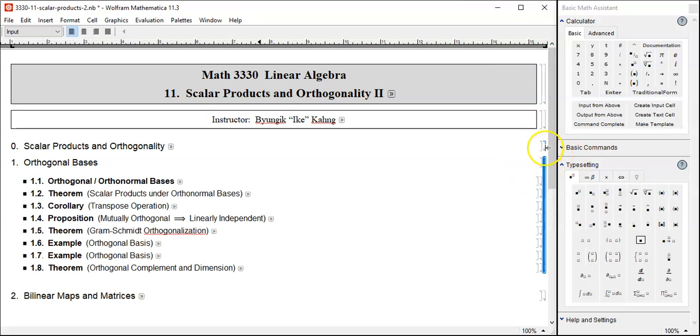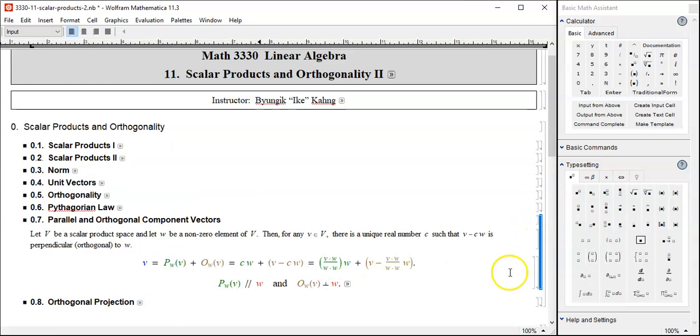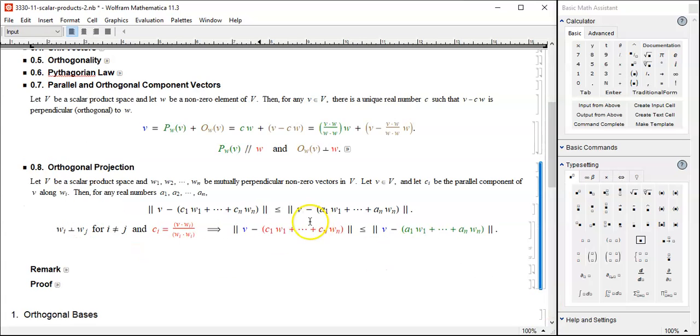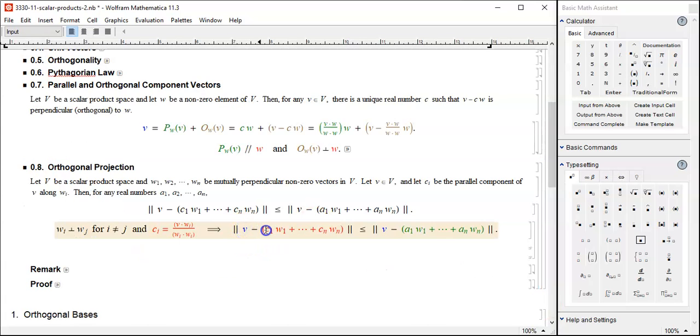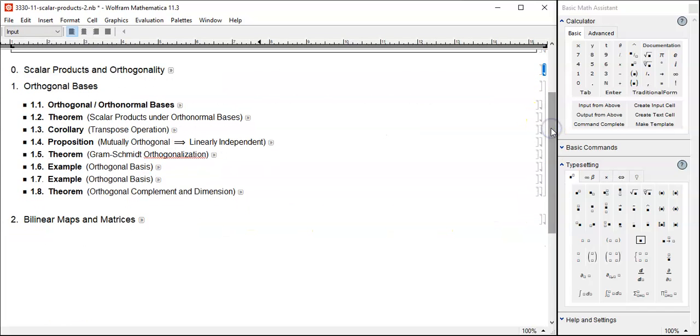And the key was this. No, not that. V minus the linear combination, C1W1 plus C2W2, and so on. Each Ci, of course, was the same, C equals V dot W over W dot W, with all those indices. Okay, I think we are ready, so let's go.